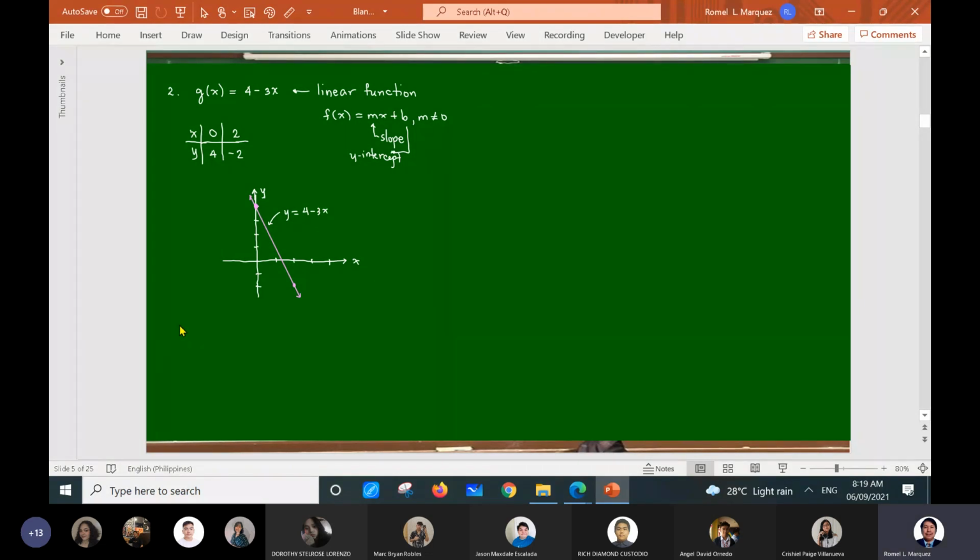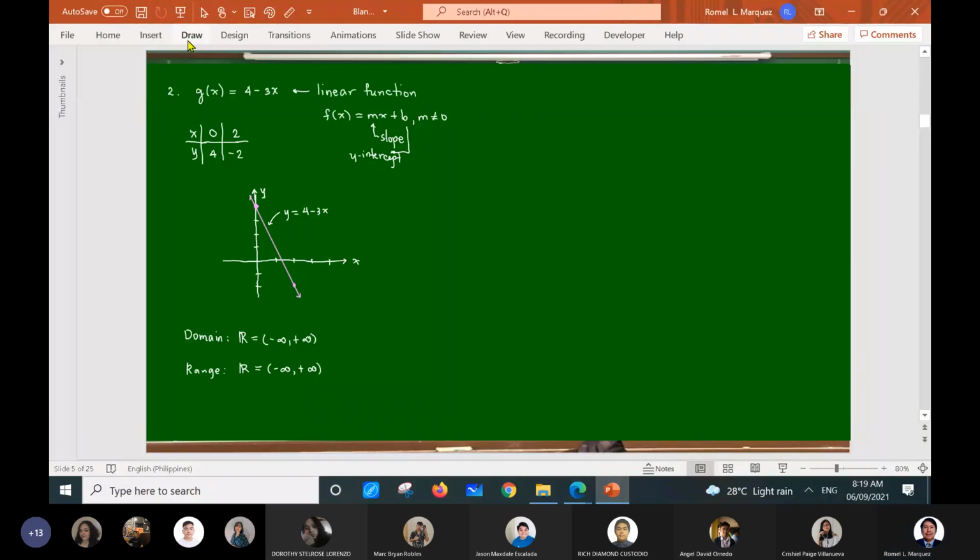So what about the domain? Anyone? Look at the graph. So the domain is also the set of all real numbers, right? Yes po. What about the range? Set of all real numbers din po, sir. Set of all real numbers. You can have interval notation or this notation for the set of real numbers.